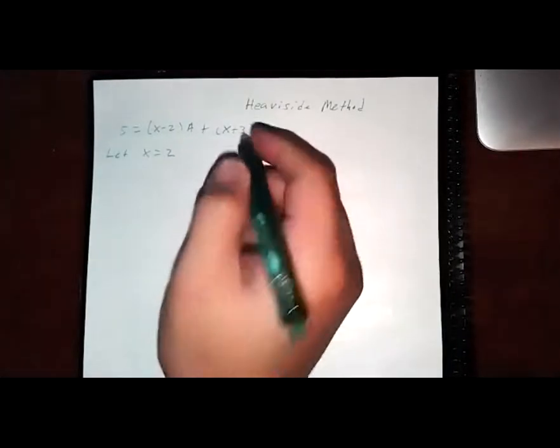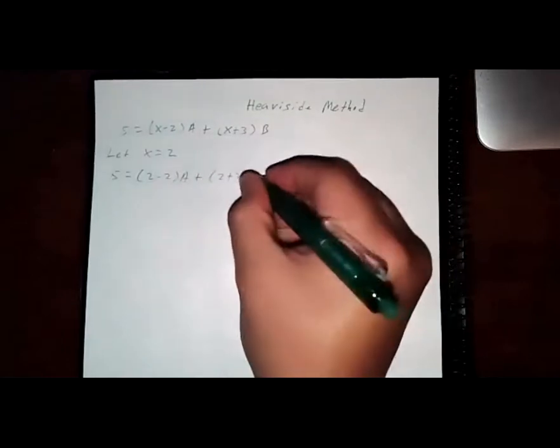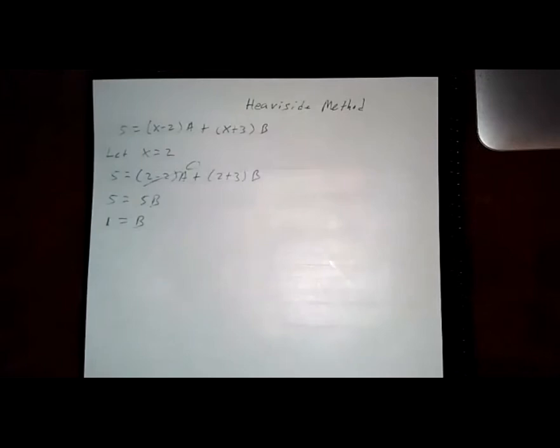What happens to this whole part? Zero. Yeah, it's gone, right? So we don't have to solve for A because it's gone, and we'll be able to solve for B straight up. So 5 is equal to 2 minus 2 plus 2 plus 3 times B. So this is gone. So 5 is equal to 5B, right? So what is B? See how this method is really easy when it works. So let's do it the other way, right?